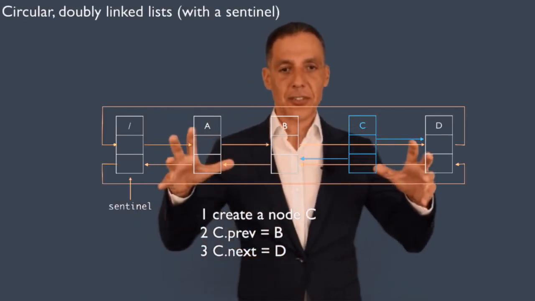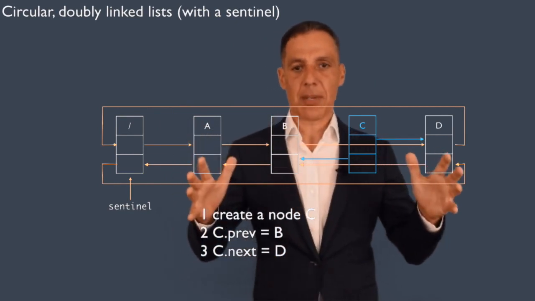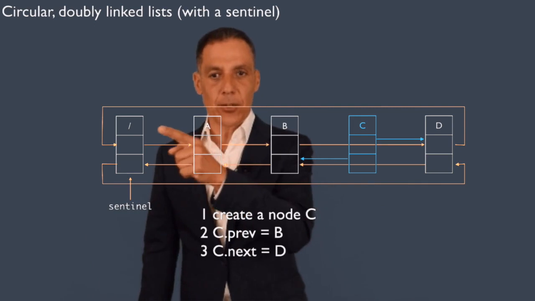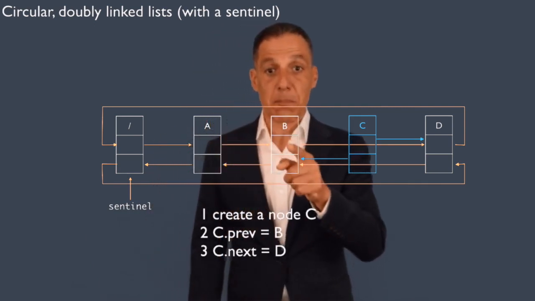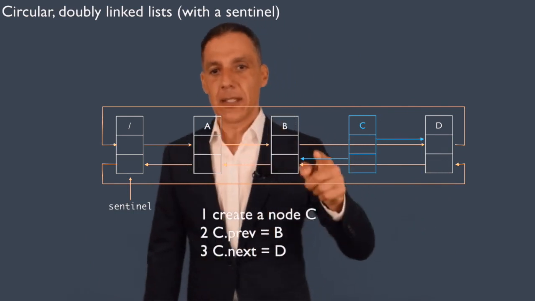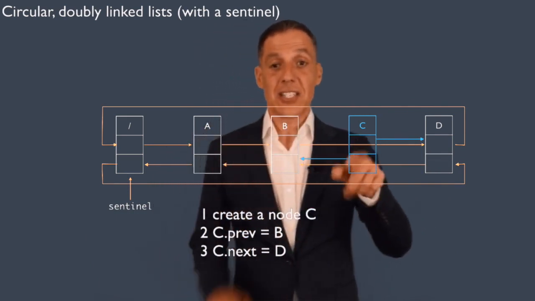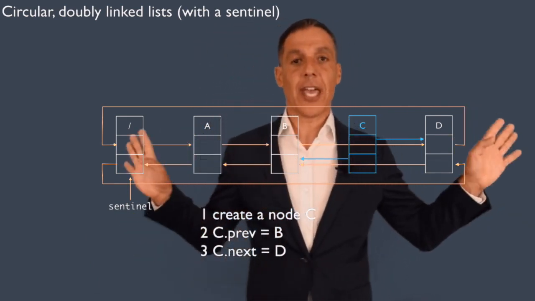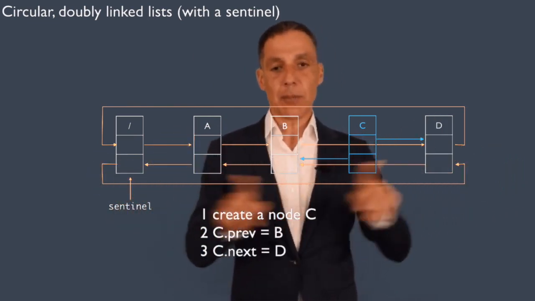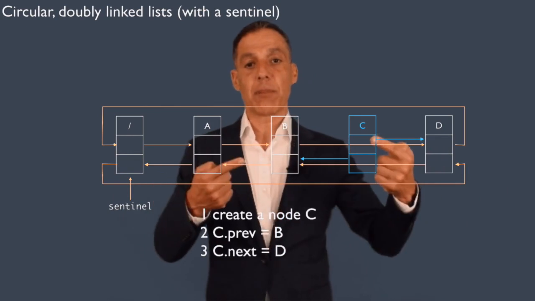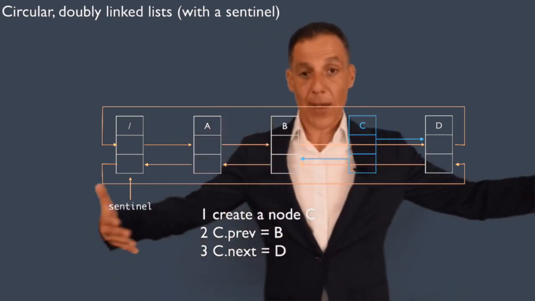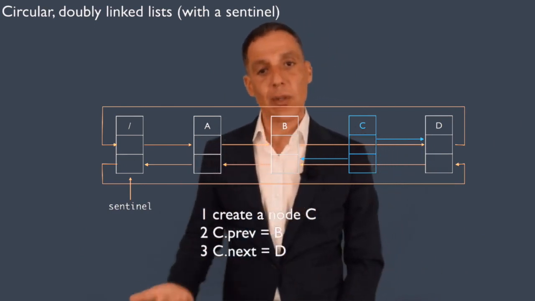So notice that in this intermediate step, the list is still what it was originally. If I follow the next, I go from sentinel to A to B to D. And if I go backwards, I go from D to B to A. The fact that C is in here pointing to them doesn't matter. If the list doesn't point back to you, you may as well not exist. You can point to them all you want, but if they're not pointing back to you, you don't exist. When do you exist? Well, when the neighbors start pointing to you. Well, let's go ahead and do that.